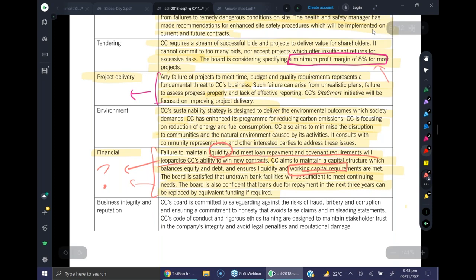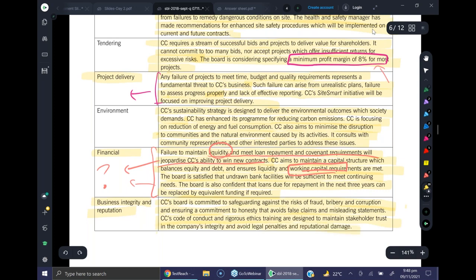Business integrity and reputation risk. CC board is committed to safeguarding against the risk of fraud, bribery, and corruption, and ensuring a commitment to honesty that avoids false claims and misleading statements. CC's code of conduct. Oh, they have a code of conduct and rigorous ethics training designed to maintain stakeholder trust in the company's integrity and avoid legal penalties.